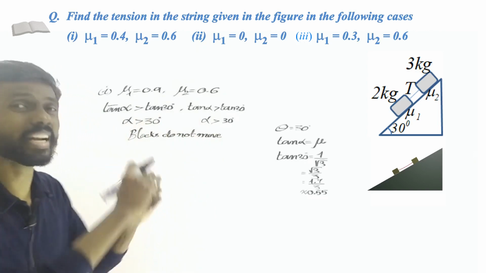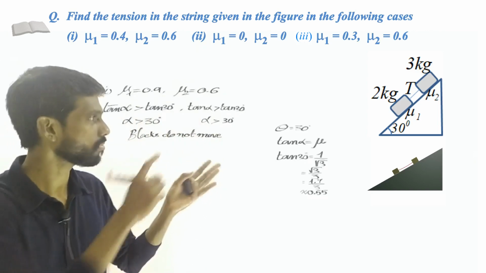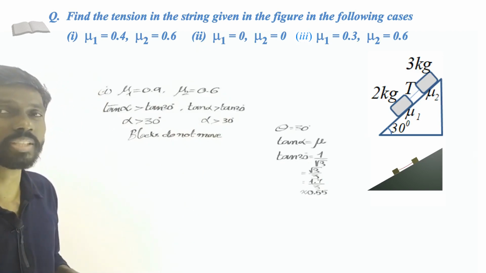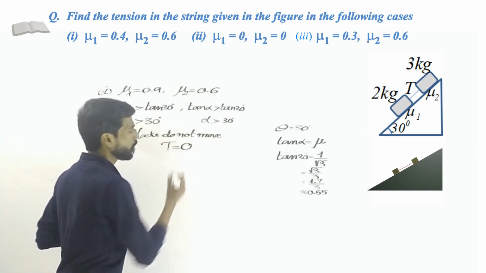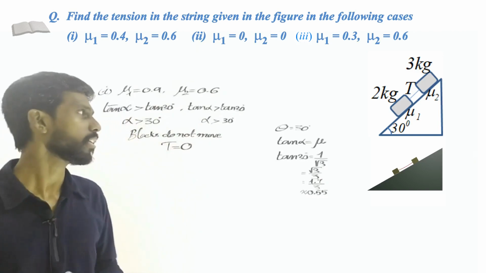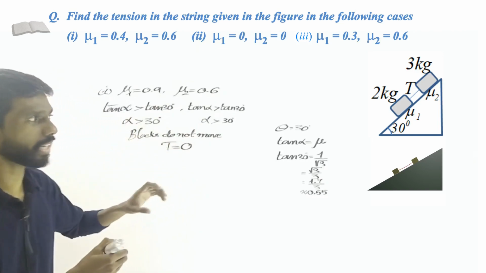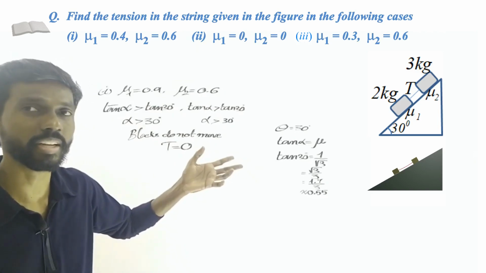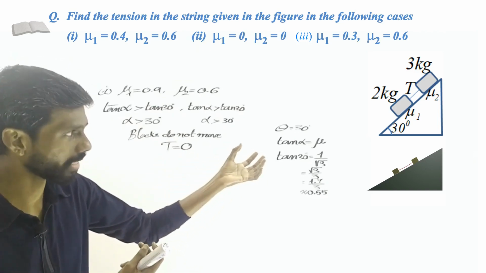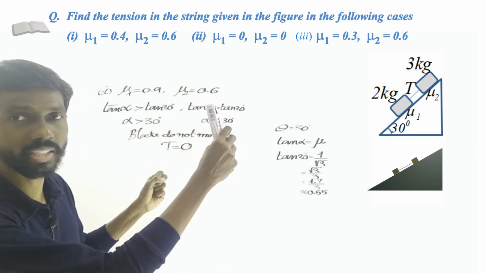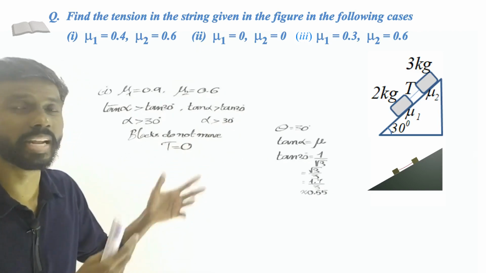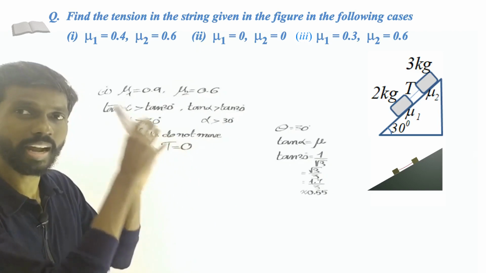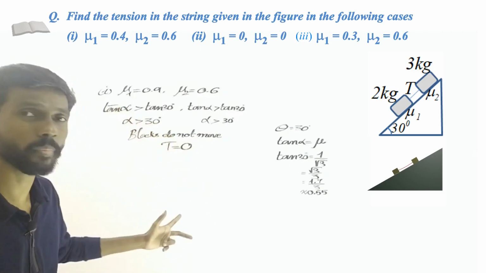When these two blocks are at rest, what is the tension in the string which connects them? That is zero, because both blocks are not moving. There is nothing to create tension in the string. Suppose this block is trying to move while that block is at rest, then tension would be created. Both blocks are at rest, so tension is zero.